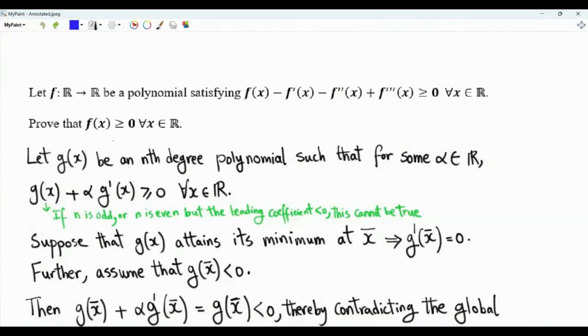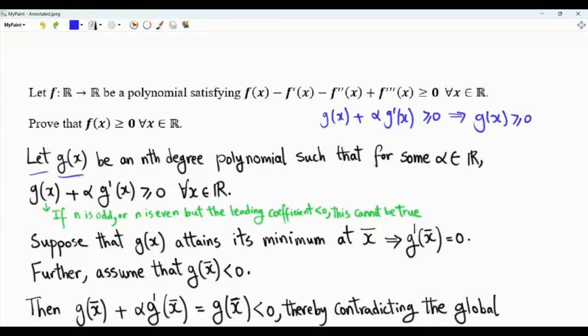The key to solving this problem is the following lemma. If we have a polynomial g and g of x plus alpha g prime of x is non-negative for every x in R, then g of x is non-negative. I will prove this lemma first, and then we will get back to our function f of x.